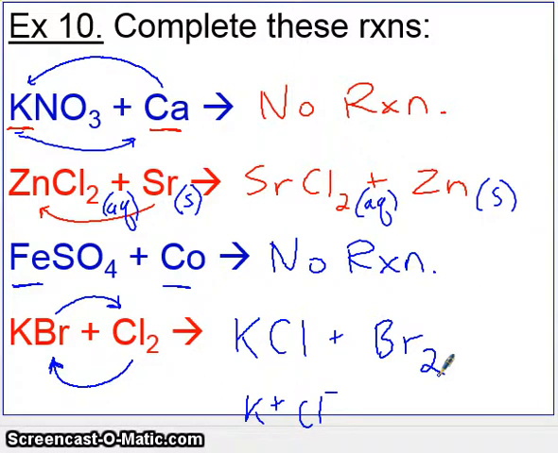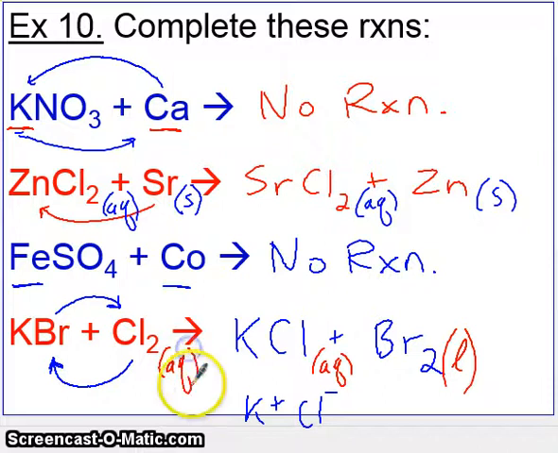In this case, again, you can put state symbols. Bromine, if you recall, is actually a liquid. It's the second liquid on the periodic table. And the rest of these we can put as aqueous, in our case.